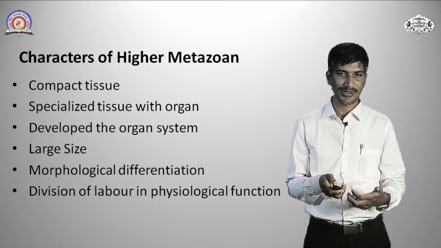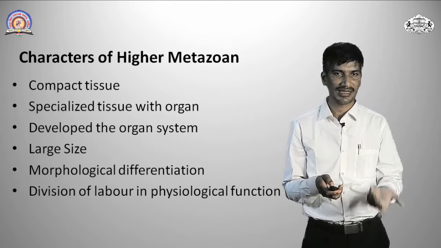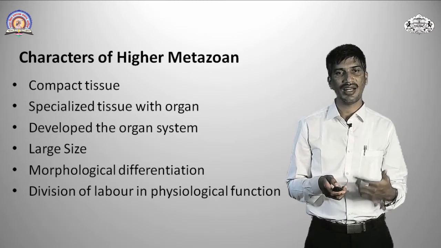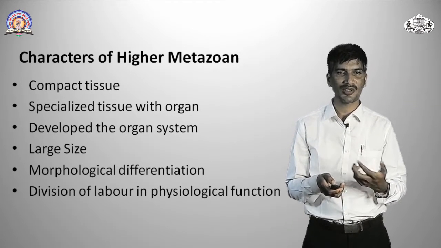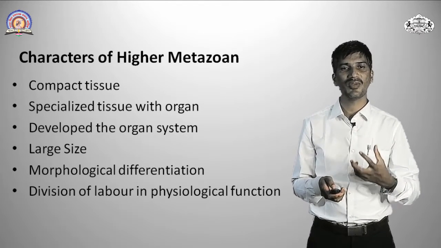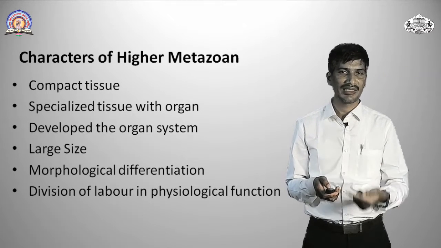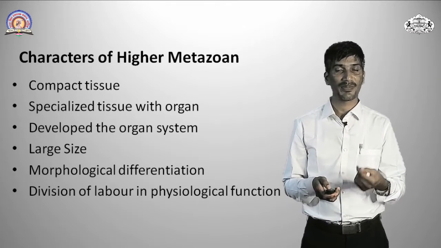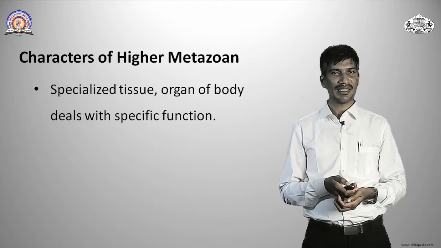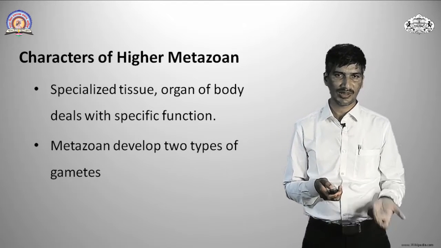For example, the digestive system acts as the digestive function, the nervous system acts as the nervous function, and the circulatory system, the heart, artery and vein, also act as the circulatory function. That means in the metazoan body the organ systems divide the very specific or specialized physiological functions. The specialized tissues or organs deal with specialized functions, as we already discussed.